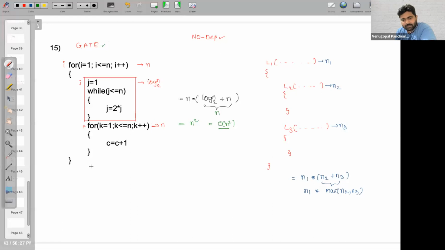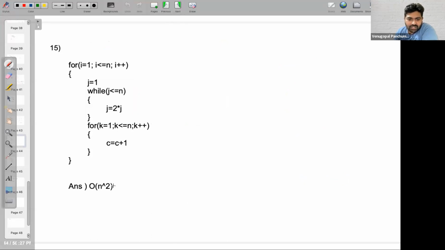See what standard you are studying, or whether you belong to a tech background, non-tech background, BS, whatever, but you are able to give the correct answer to the GATE exam question. So believe in the stuff, friends. GATE is a simple thing. You can solve all kinds of standard type questions. So the answer is order of n square.